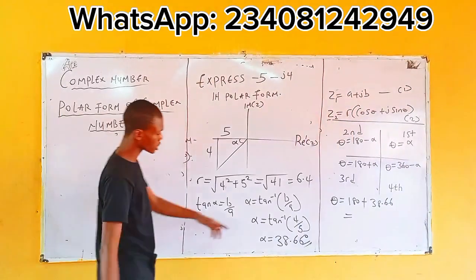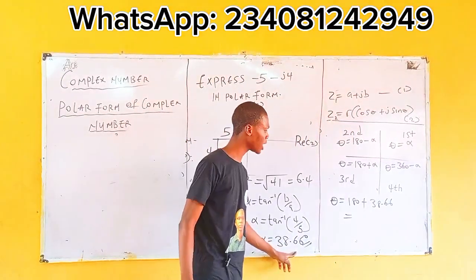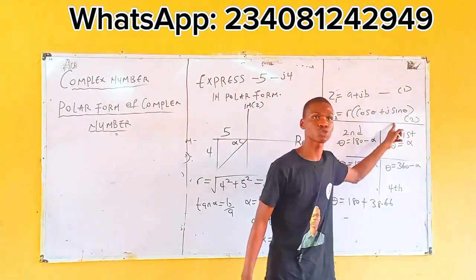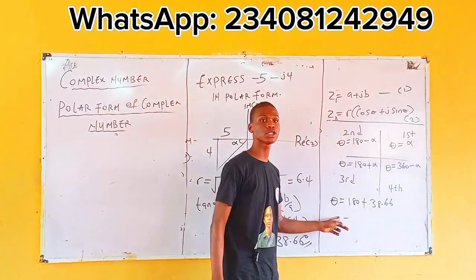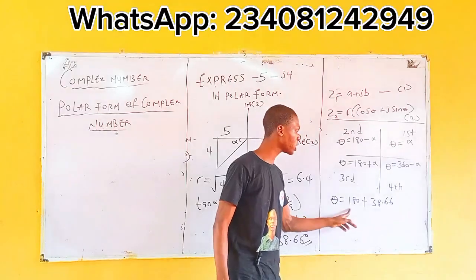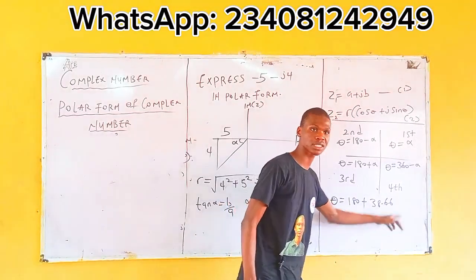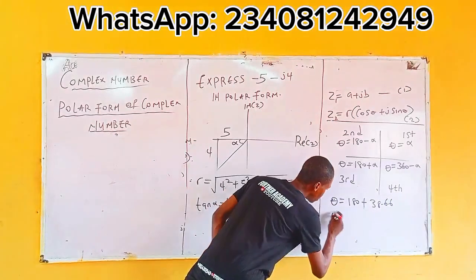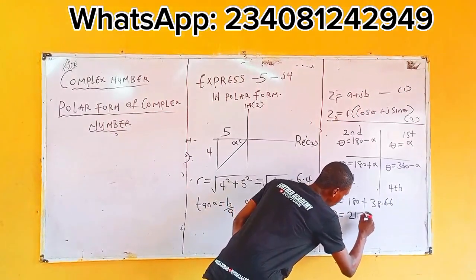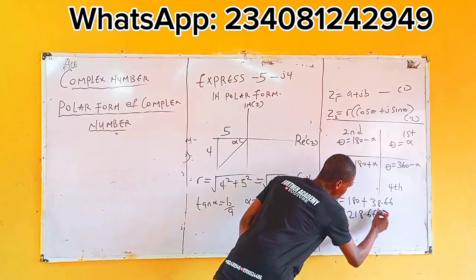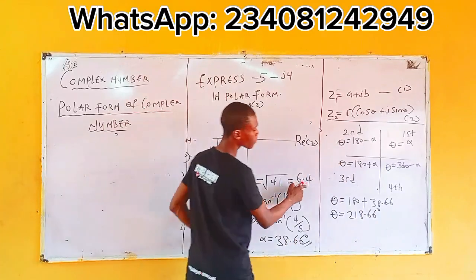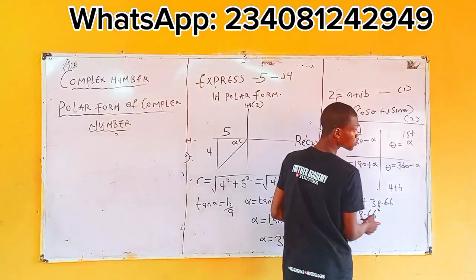The first angle I got is 38.66. Now let's get the actual theta, the actual angle that I want to substitute into equation 2. Following this principle, theta is equal to 180 plus 38.66. What do you say your answer is? Theta is equal to 218.66 degrees. So in this case, you already know your R to be 6.4 and theta to be 218.66.